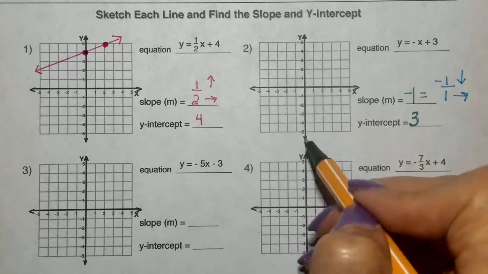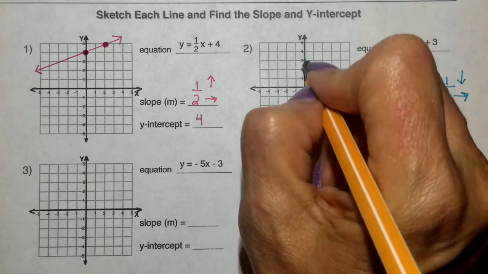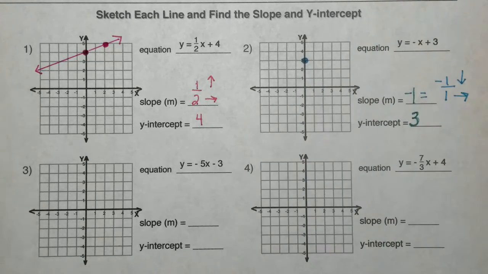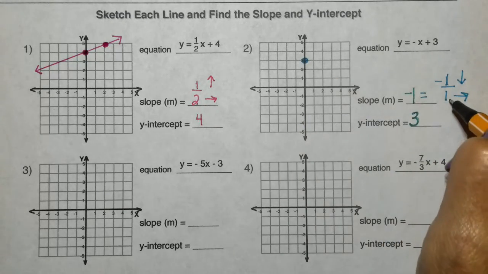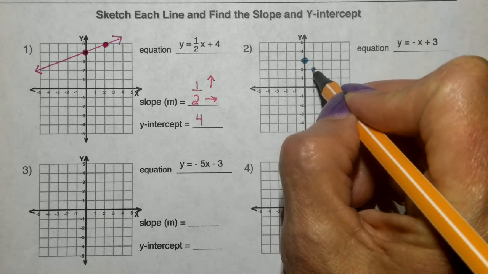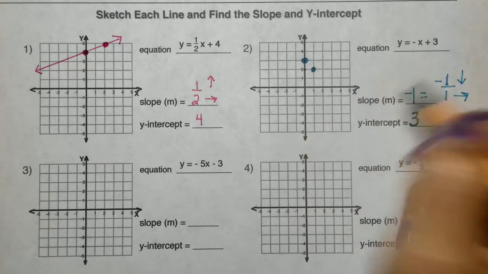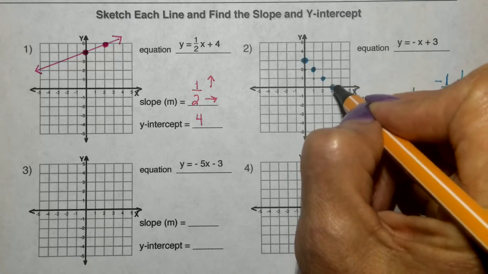So I'm going to go to my y-intercept. Y-intercept is y-axis, and I'm looking for positive 3. And then my slope is going to be negative 1, down 1, positive 1, right 1. So down 1 to the right 1. And I can do that as many times as I want so I can fit on my graph. Down 1 to the right 1, down 1 to the right 1.